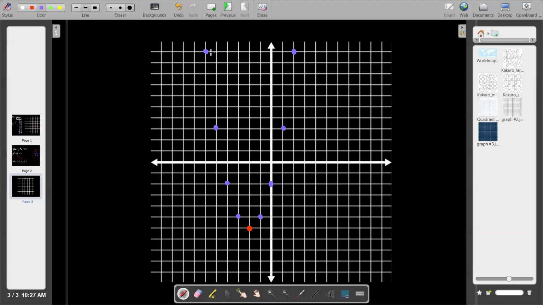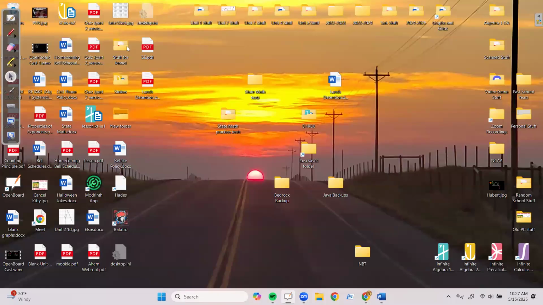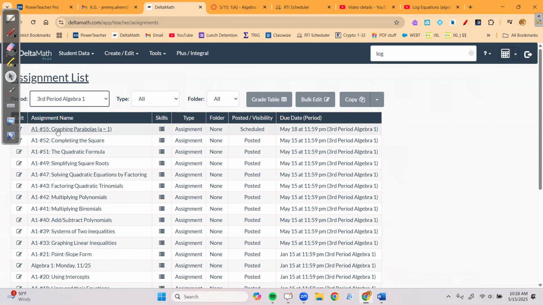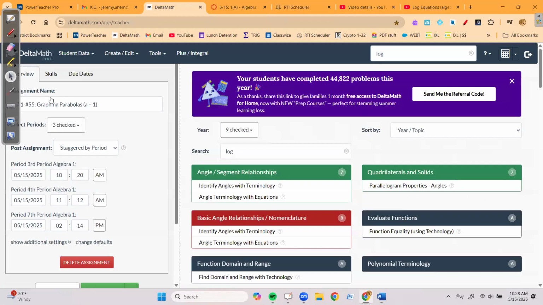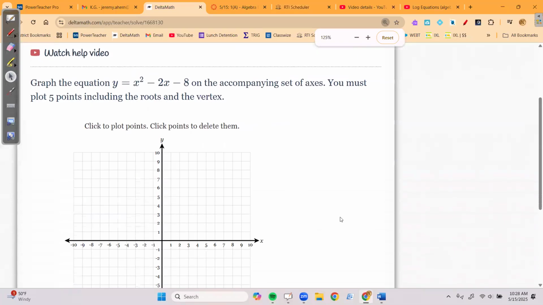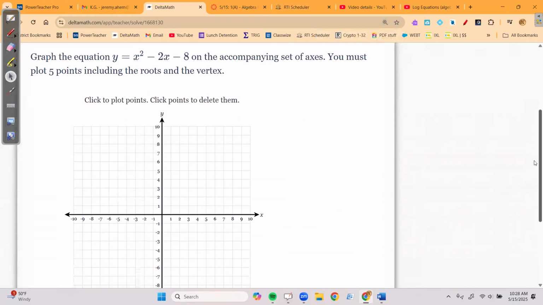So let me transition over to Delta Math, and you guys can coach me through what the process is going to look like. Okay. So let me get over here. Let's see, third hour, graphing parabolas, skills, level 1. So here we go. I'll zoom in a reasonable amount, and you guys are my guide, my assistants.